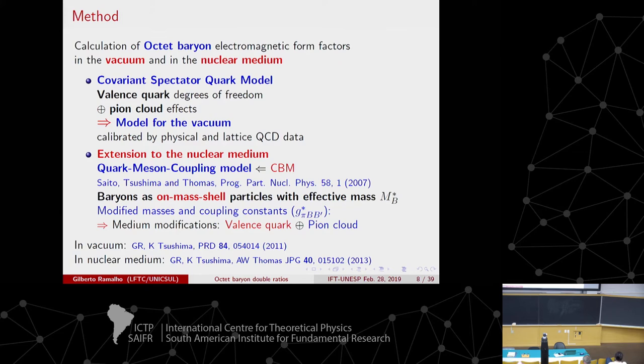In this framework, the baryons are considered on-mass-shell particles in a medium, but with a different mass, m_B star, where the star means in a medium. Taking into account the modification in the masses and the coupling constants, we can look for the effects in the valence quark part and the pion cloud part.